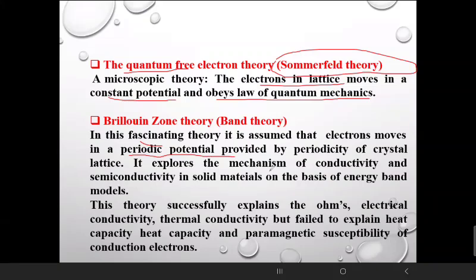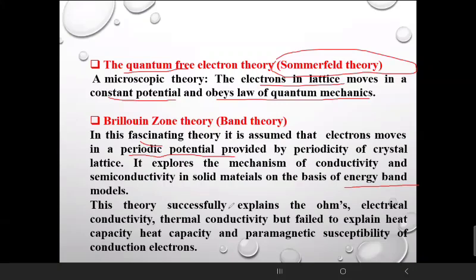It explores the mechanism of conductivity and semiconductivity in solid materials on the basis of energy band models. Energy bands. We will study what is an energy band, how these bands are created, and according to the band, how the electrons can pass from one band to another band. Everything we will discuss in the later lectures.